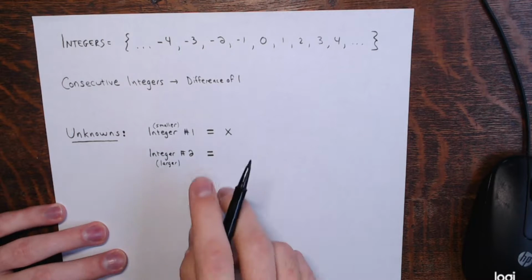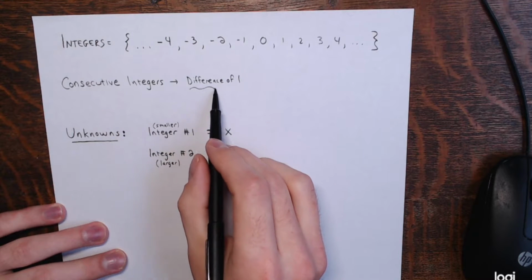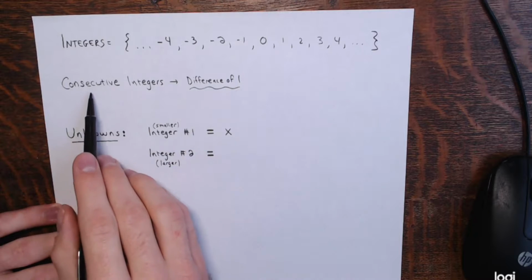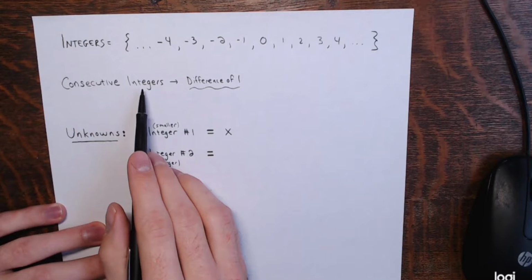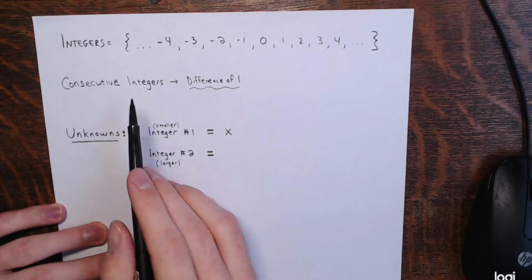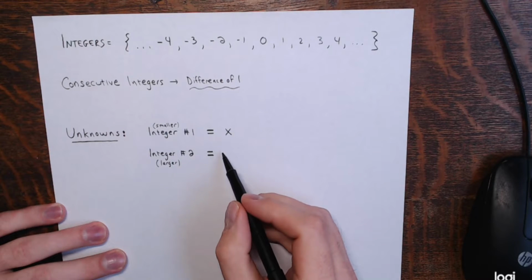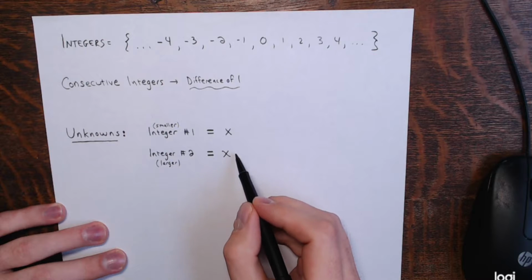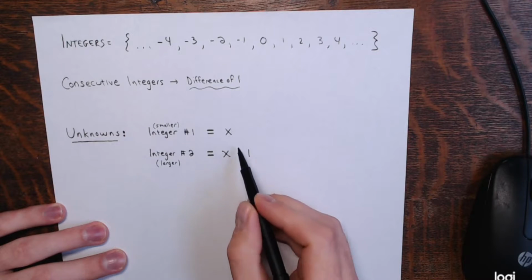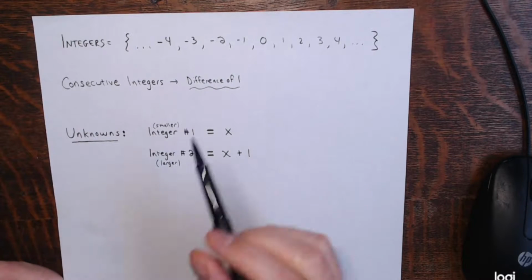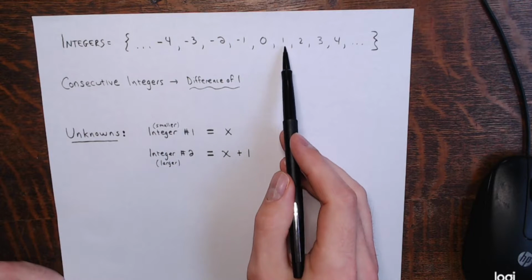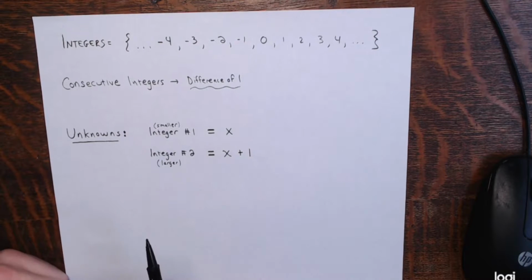Now, that's why I wrote this up here. If the two integers we're looking for are consecutive integers, if the smaller one is x, then the next one will be x plus 1. That would be the very next integer, like from 0 to 1, or 1 to 2, or 2 to 3. Those are consecutive integers. You just add 1.